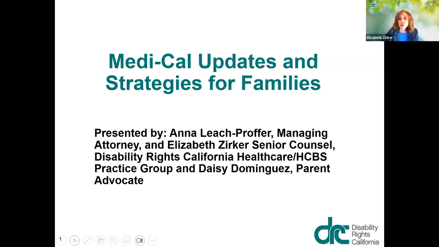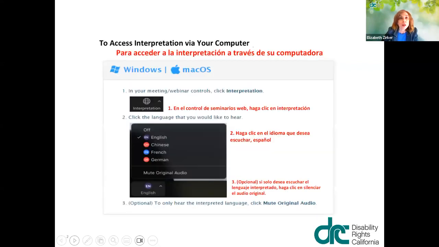I'm going to go through how to access the interpreter via your computer. So I'm showing this slide that tells you if you're looking at your screen, you can go to the interpretation icon, click the language that you would like to hear, and then after you've done that, to only hear the interpreted language, you can click Mute Original Audio.